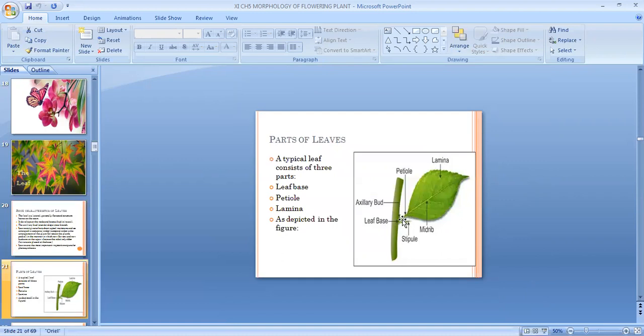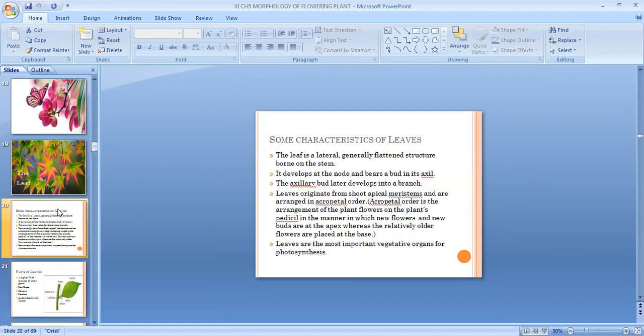Then the stalk of the leaf is known as the petiole, and there is a leafy structure at the leaf base, which is known as stipules. Then this is the leaf blade, or leaf lamina, and this is the midrib. Midrib has many veins. The leaf is a flattened structure, and it generally has a bud in its axil. This axillary bud develops into the branch.